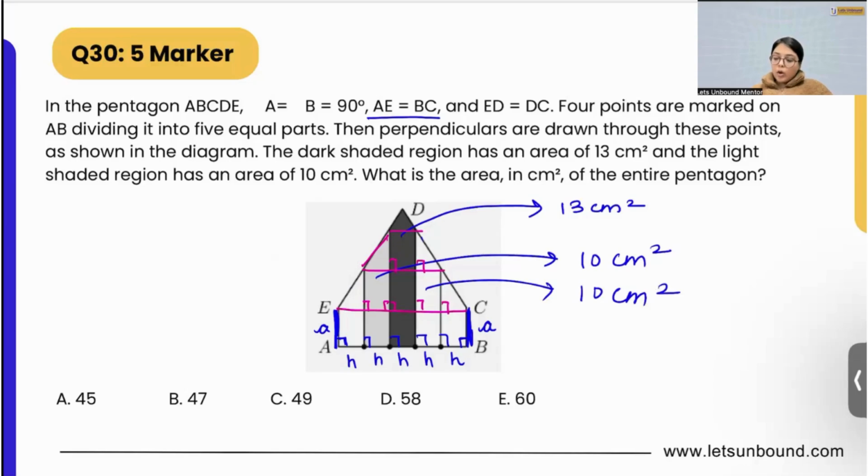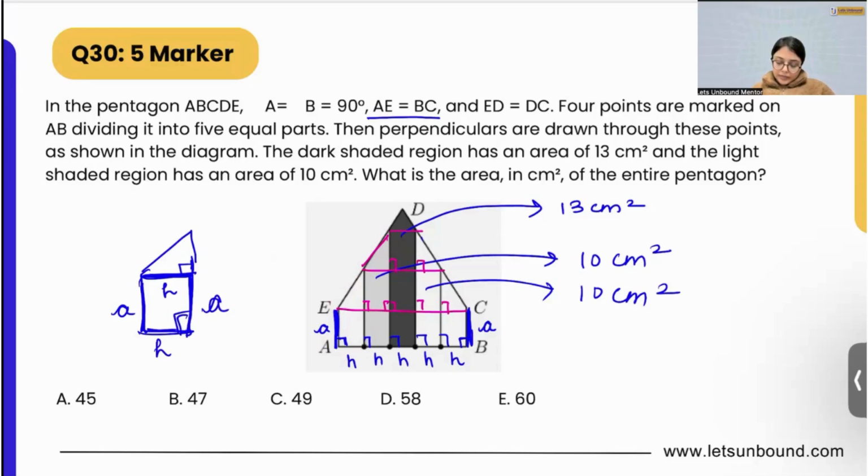Now coming to the smaller gray areas, that is the most important thing. If you look at the smaller portion, it is actually a combination of a triangle and a rectangle, okay? Because this is 90 degrees, this is 90 degrees, and this side is A, this side is H. And since I've drawn a parallel line and it's 90 degrees, this will also be H. And if this is A, this will also be A. So it forms a rectangle.